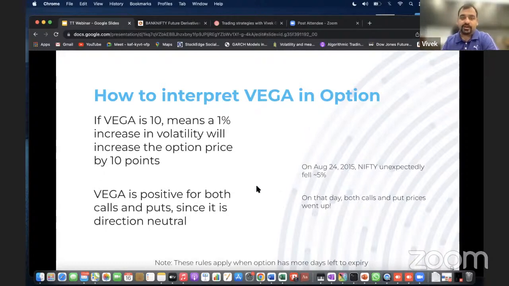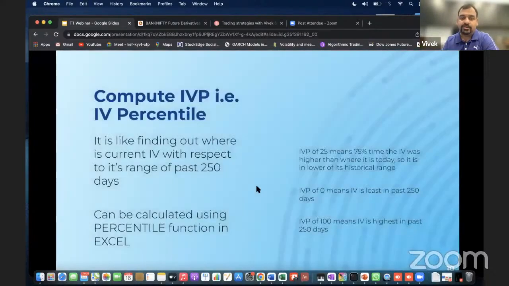So how do I use the Vega now for a trading rule? Like how in Delta we saw that for buying options, I would basically tend to use a half delta or more than half delta. I would avoid buying anything like 0.2, 0.3, those kinds of delta. Similar to that, for the volatility, how do we use that now as a rule?